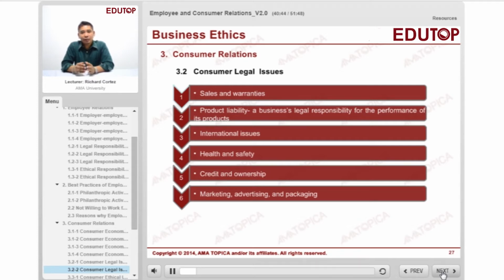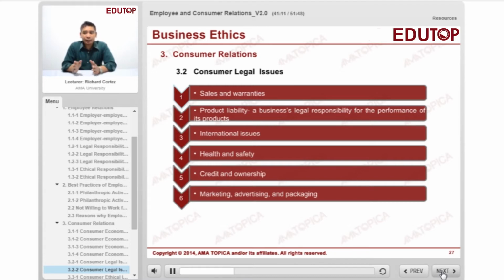to the consumer. So it is a legal responsibility to provide warranty or to answer product liability. So the company should always be ready to answer warranty claims by the consumer or to answer liability claims of the consumer. So it is a sign of being socially responsible.